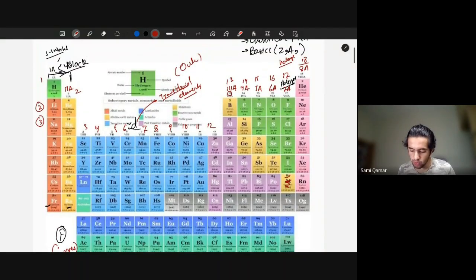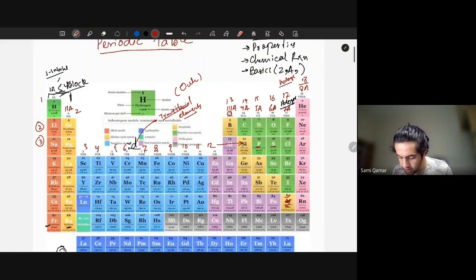If we go from left to right, this is our phosphorus, this is our silicon, and this is our chlorine. Sulfur, phosphorus, sulfur, and chlorine. Now what will happen? Just get this, moving from left to right.